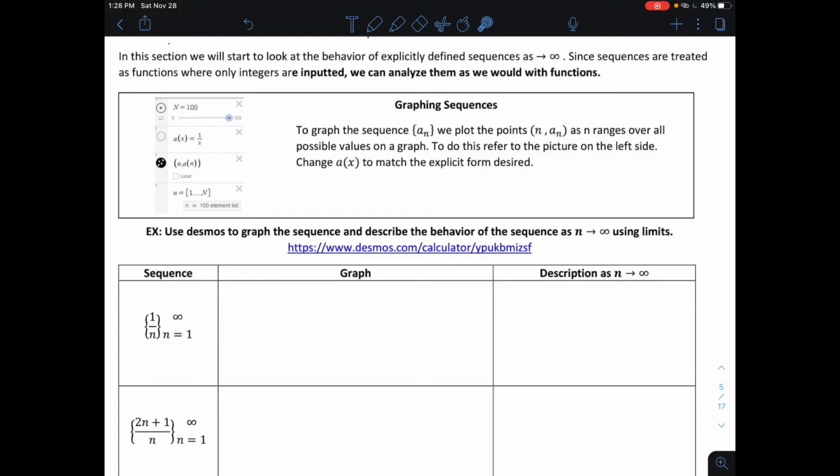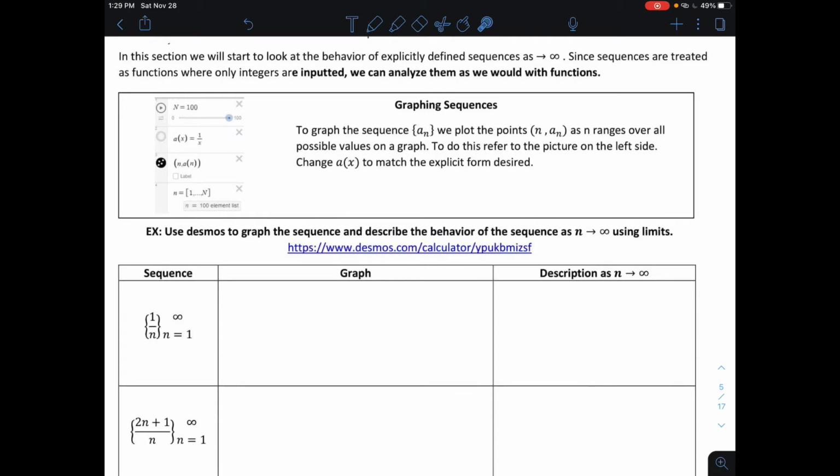In this video, we're going to start to look at the behavior of explicitly defined sequences as my n, in terms of term number, starts to approach infinity. Now, sequences, we're treating them like functions. However, all we can do is put in integers for n, and we work our way along and try to analyze those as we would with regular functions.